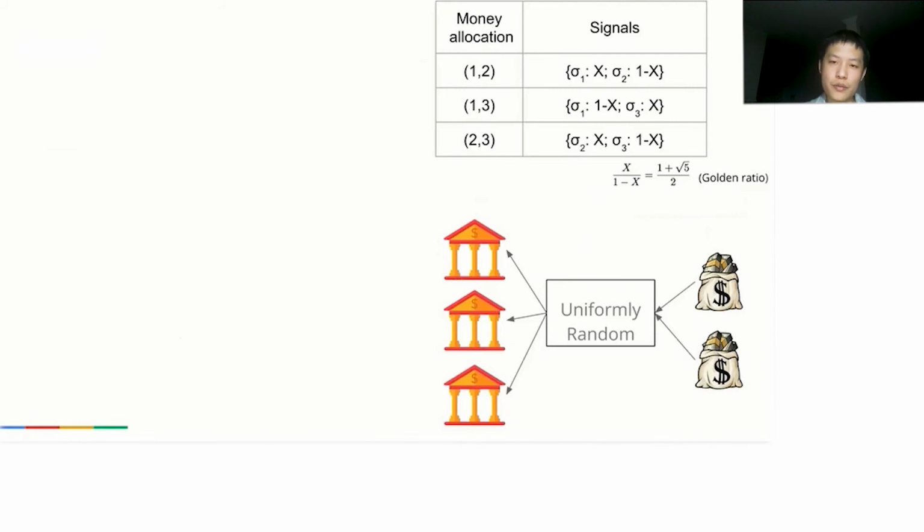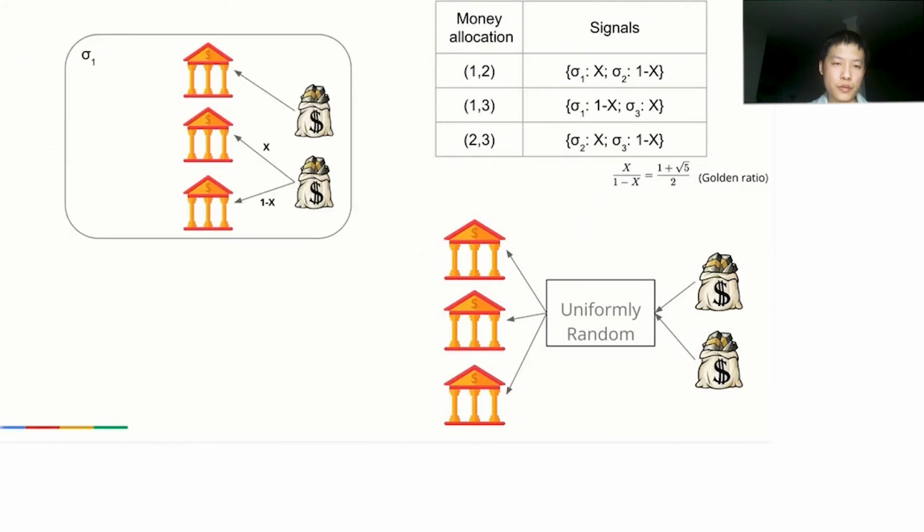For the other scenarios, for example, if the allocation of the money is to the first bank and third bank, then the signaling scheme will send signal sigma 1 with probability 1 minus x. On the other hand, if the allocation is to the last 2 banks, then the signal sigma 1 is not sent. Let's take a look at the posterior when the signal is sigma 1. Given the signal sigma 1, we can compute its posterior very easily because the prior is uniform. With probability x, the allocation is (1, 2), and with probability 1 minus x, the allocation is (1, 3). So we know that with probability 1, there is a bag of money in the first bank, with probability x there is a bag of money in the second bank, and with probability 1 minus x, there is a bag of money in the last bank.